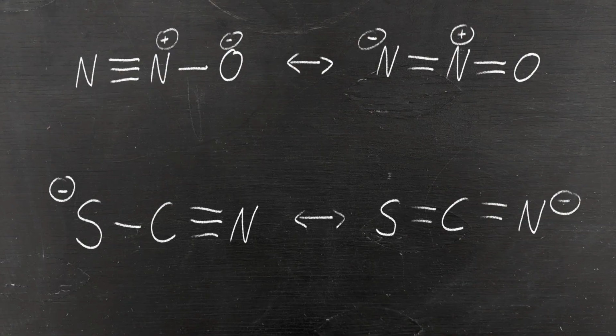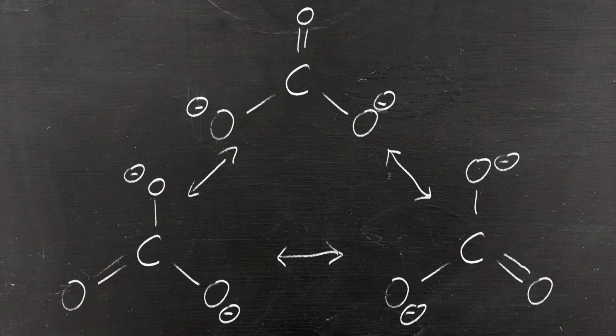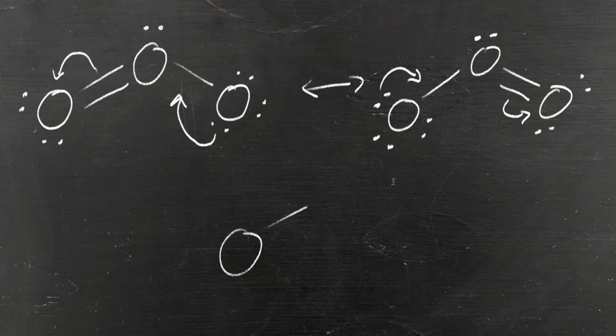And it is not just restricted to ozone. We also see resonance in dinitrogen monoxide and in the thiocyanate ion. And it can get even more complex. For example, the carbonate anion has 3 different resonance structures that we could draw. And if we were to do something like a sulfate with an expanded octet, there we would get up to having 6 resonance structures.